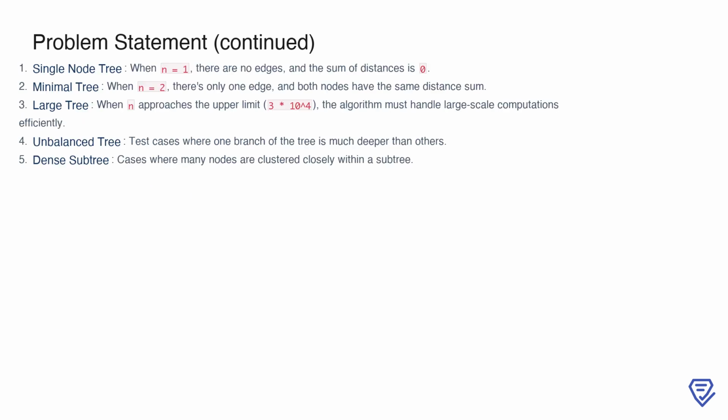Finally, let's consider the constraints and edge cases that we need to account for. First, when n equals 1, the tree has a single node, and the distance sum is 0 because there are no other nodes. For a minimal tree with n equals 2, both nodes have the same distance sum since there's only one edge connecting them. When n is very large, approaching the upper limit of 30,000, the algorithm must be designed to handle these computations efficiently without running into performance issues. We should also consider unbalanced trees, where one branch is significantly deeper than others, and dense subtrees, where many nodes are closely clustered together. These edge cases ensure that our solution is robust and performs well under various scenarios.